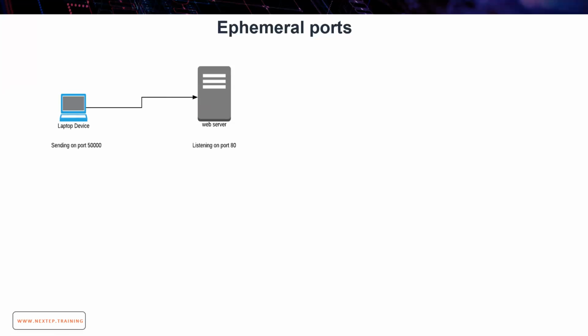Where does the response to be written back? Is it port 80 or port 50,000? You have to give the response back to the source on port 50,000. So that's why the port 50,000 must be open on the outbound. So on the inbound, port 80 should be open from everyone. But on the outbound, if you open 50,000, then the response will be written back.